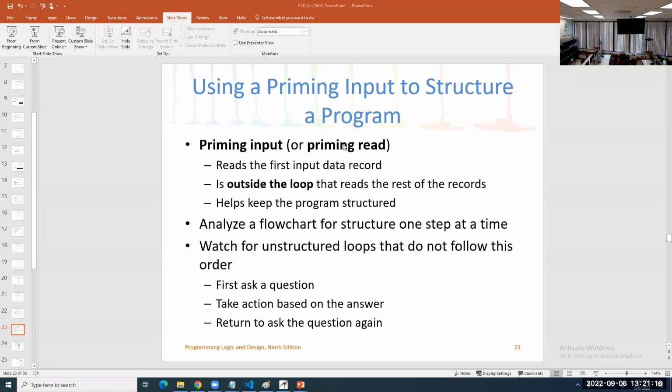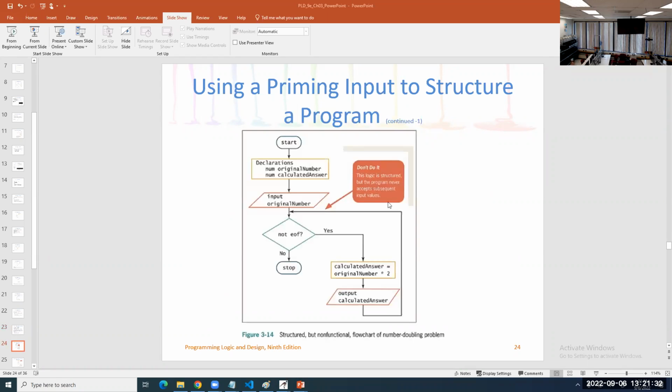And analyze the flowchart for structure one step at a time. What about an unstructured loop that does not follow the order here? First, ask the question, take the action based on the answer, and return to ask the question again. Okay, so we think about this one here.